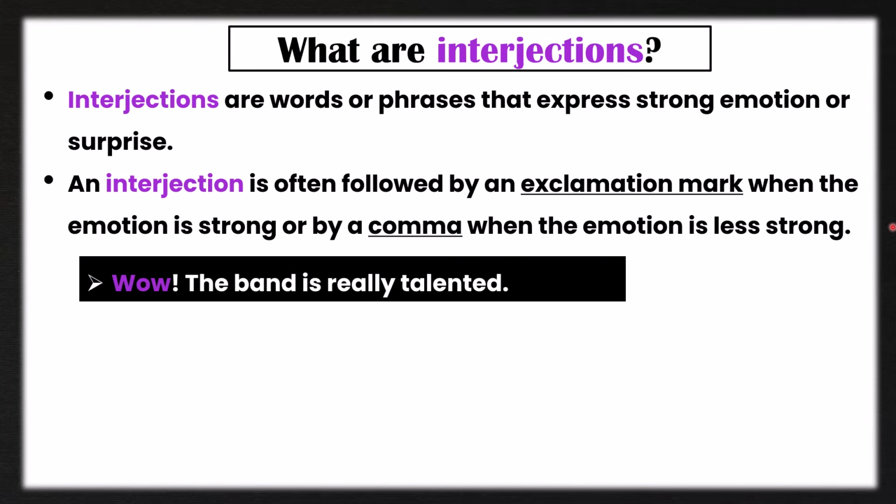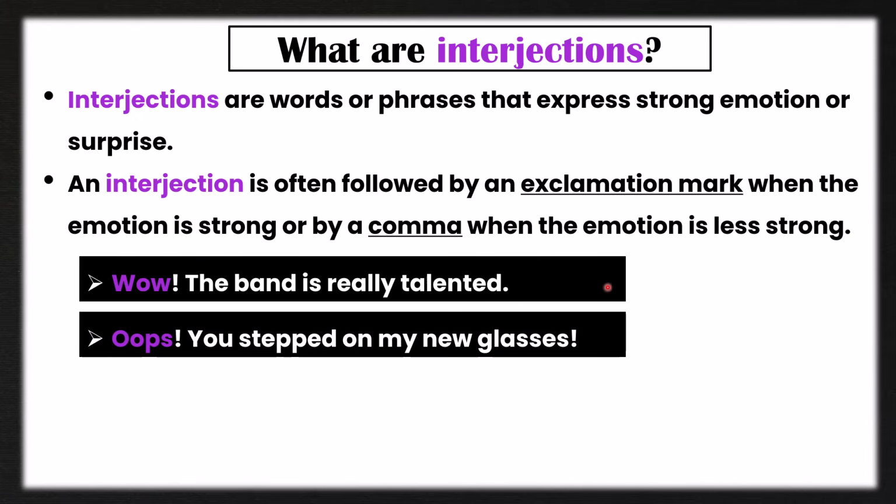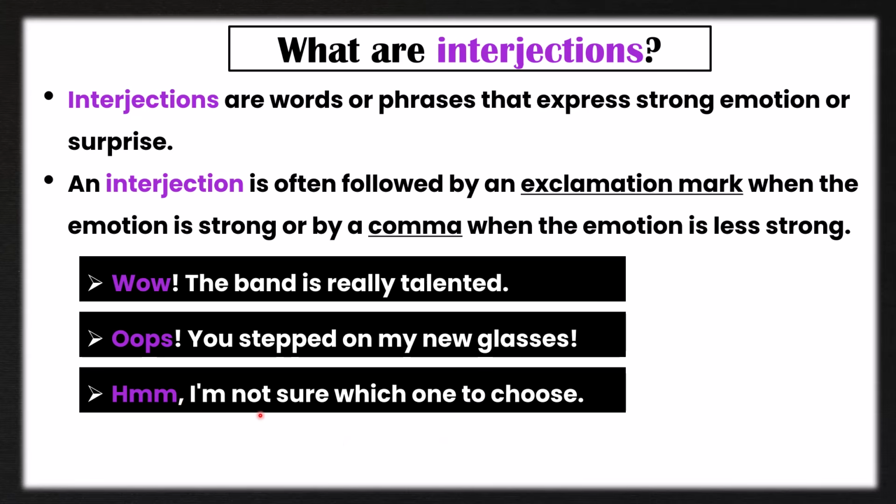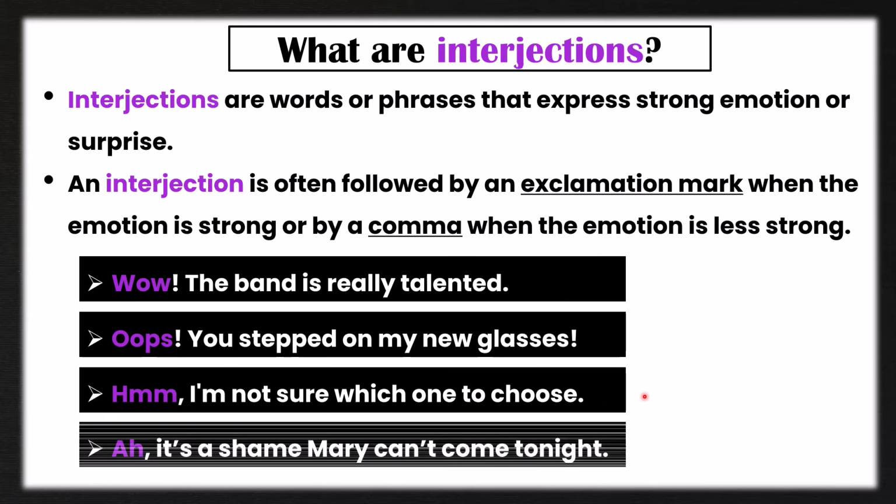For example, wow, the band is really talented. Oops, you stepped on my new glasses. Wow and oops are interjections. I'm not sure which one to choose. It's a shame Mary can't come tonight. So if the emotion is strong, we might use an exclamation mark. Otherwise, we would use a comma.